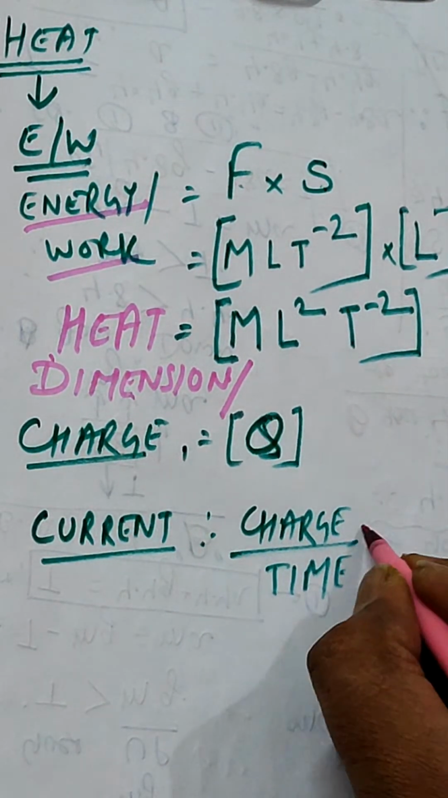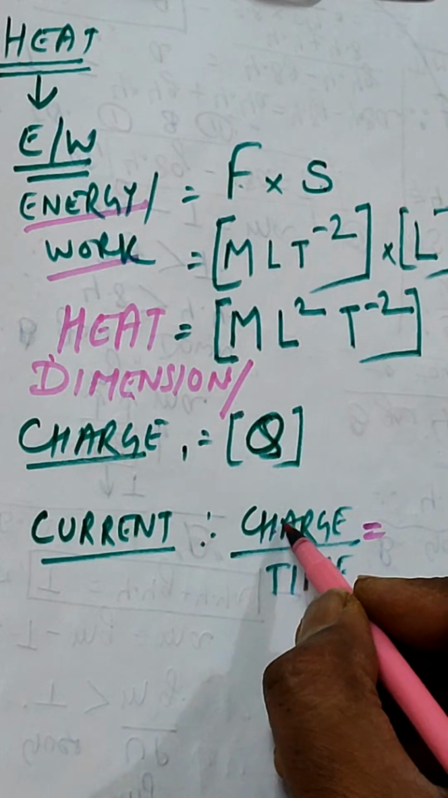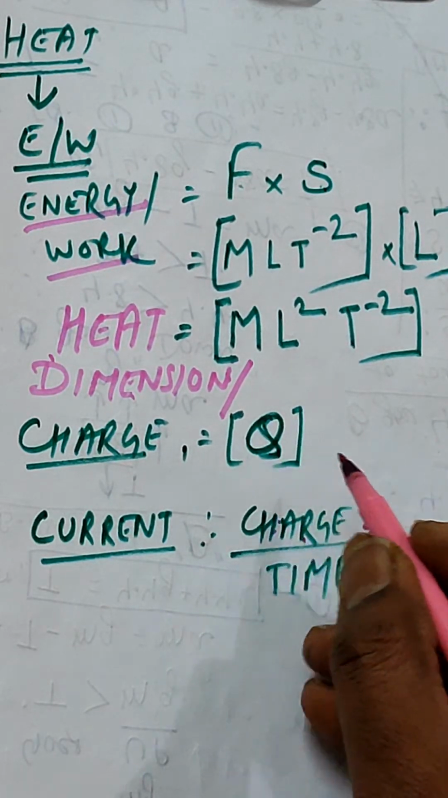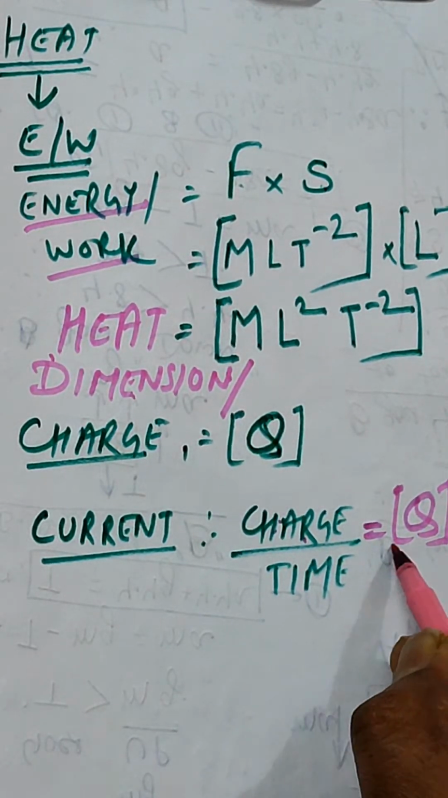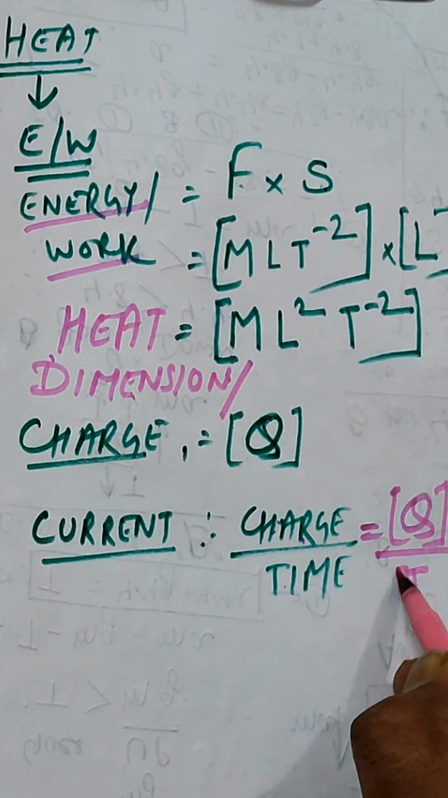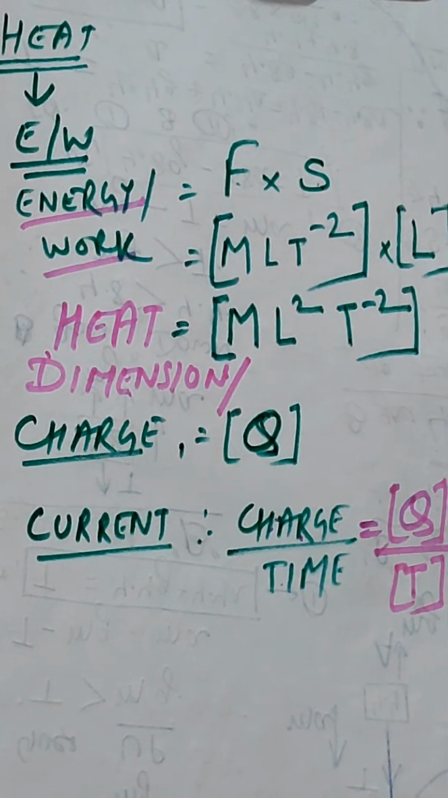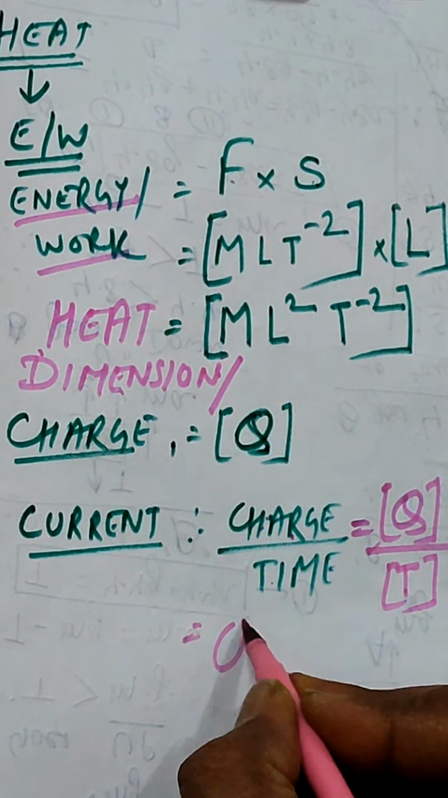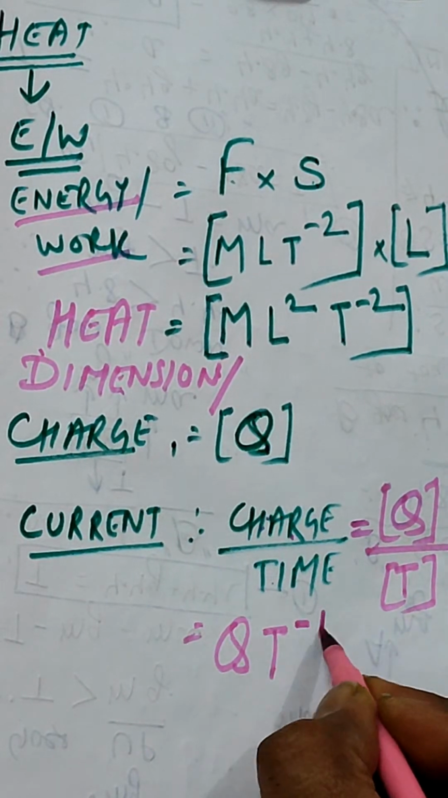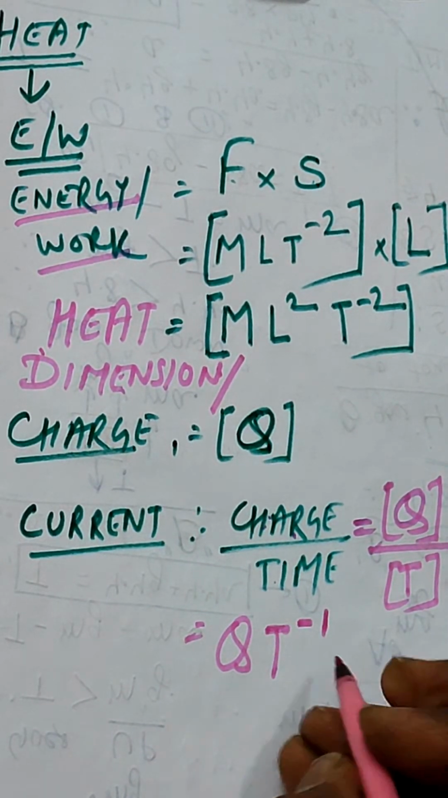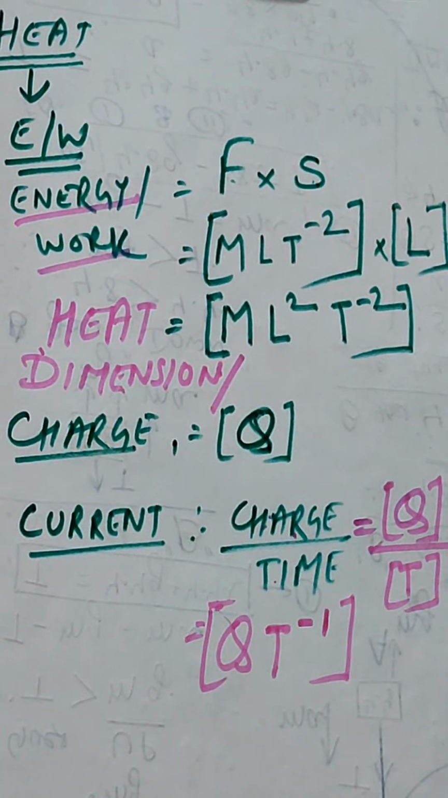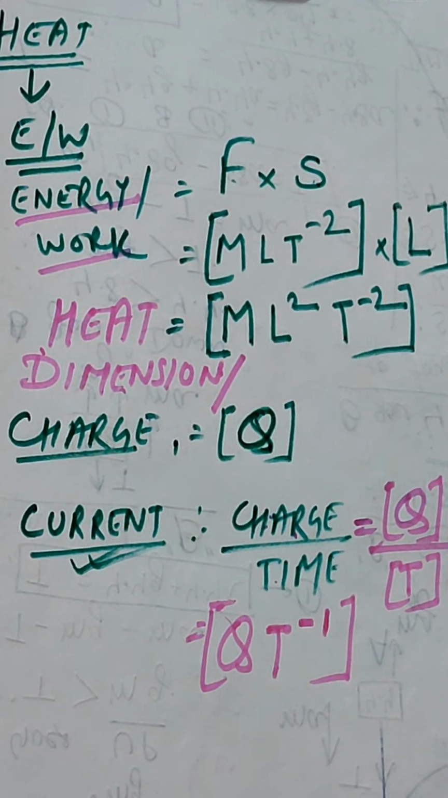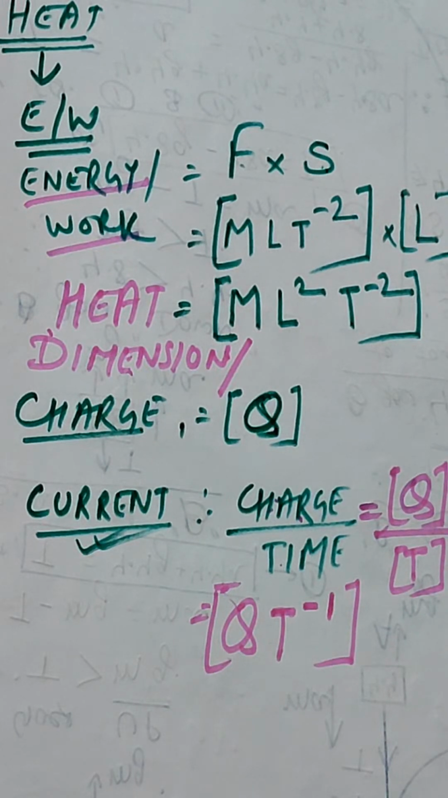You remember the dimension of charge is Q, and the dimension of time is T. So it can be written as QT minus 1, because nothing is left in the denominator of any dimension. So QT minus 1 is the dimension of current.